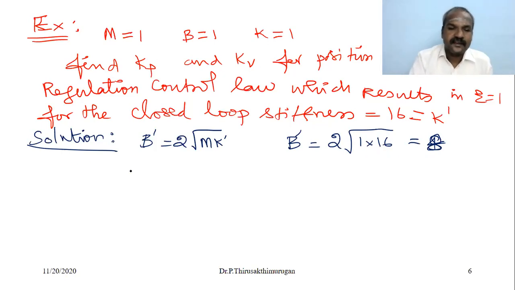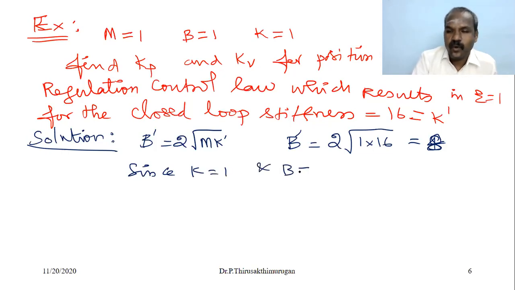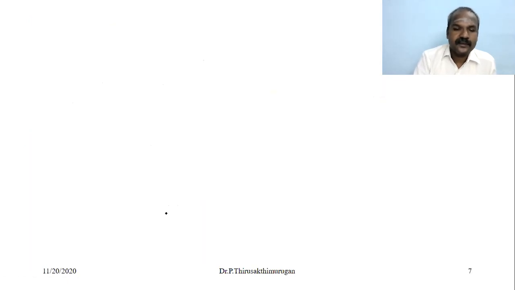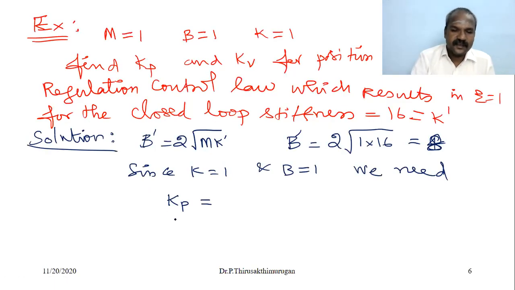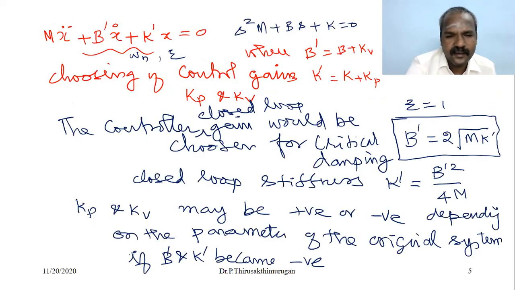Since k is equal to 1 and b is equal to 1, what is the closed loop Kp value? What are Kp and Kv? Here k dash and b dash are known. So what are Kp and Kv?